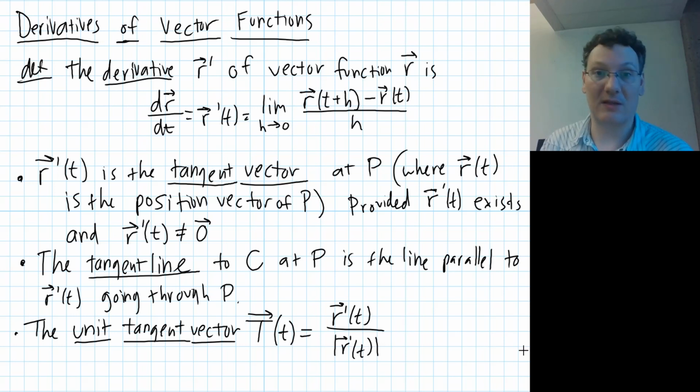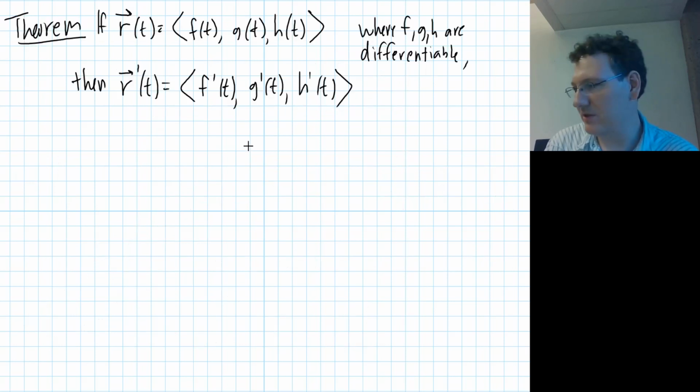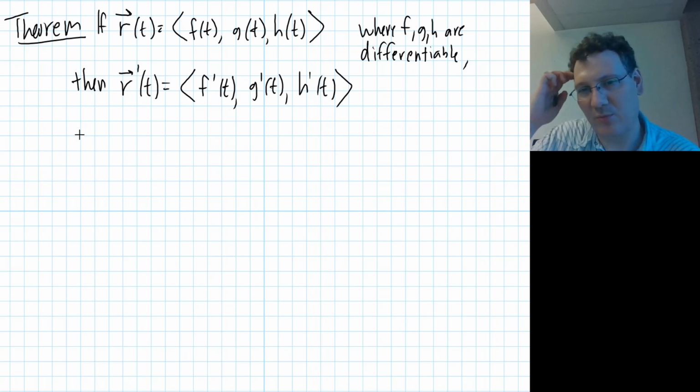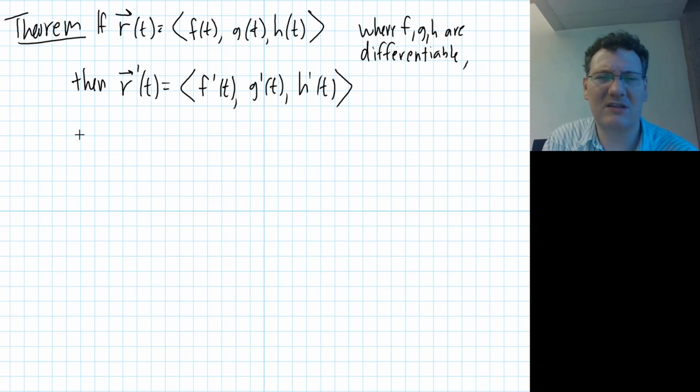Okay, and here's the theorem that I alluded to earlier: if you have your vector function where the f, the g, and the h are all differentiable functions, then the derivative, r prime, is going to be given by each of the components being just the first derivative of the corresponding single variable function. So finding the derivatives in practice is just the same stuff, finding derivatives of single variable functions. You just have to do it 3 times.